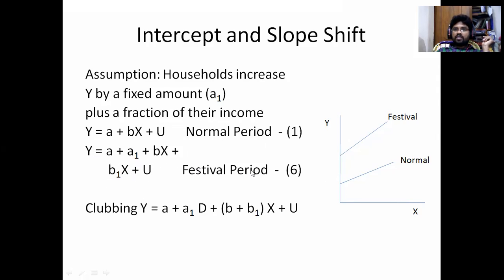So if you club the first and sixth equation, you can get y is equal to a plus a1 d, that is the dummy value, plus b plus b1, that is the slope of the normal period plus the slope of the festival period. We should compare the impact of the dummy, nothing but the impact of festivals on the expenditure on cloth. That is the final: y is equal to a plus a1 d plus b plus b1 into x plus b.